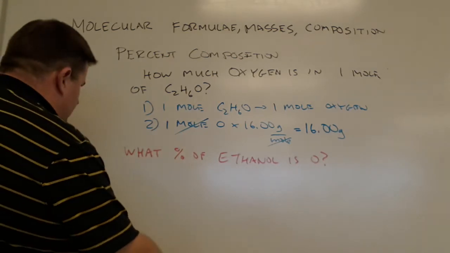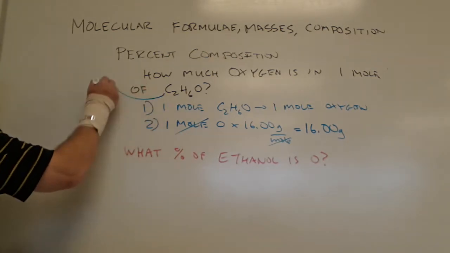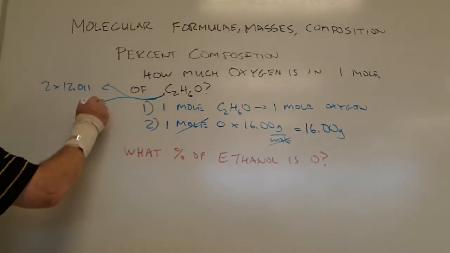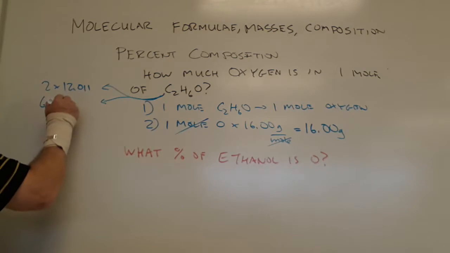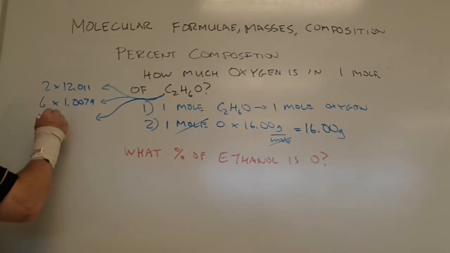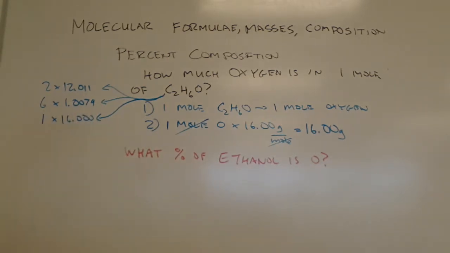So ethanol, if I calculate this, that's 2 times 12.011. This is 6 times 1.0079. And this is 1 times 16.00. Okay? Now, what do I have from that? And what I would recommend you guys do with this is try to solve this first, and then see if you get the right percent composition before I solve it for you. So go ahead and hit pause, and then hit play when you're ready.